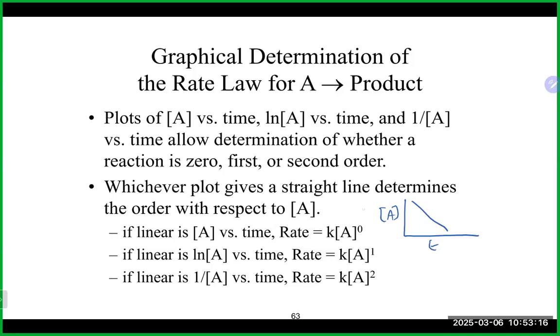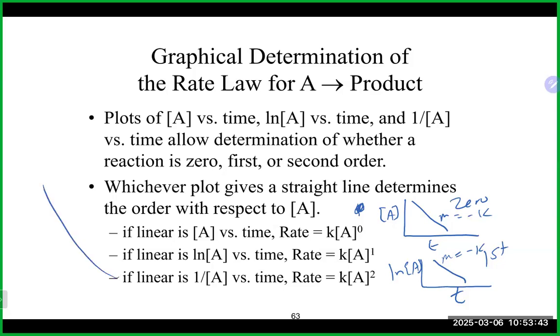I'm sorry, that's actually going to be your zero order. That's actually opposite here. That's going to be zero order there. If you graph your natural log of A, again, versus time, and it also yields you a straight line, that will be your first order. And again, the slope in each of these cases is equal to negative K. So again, that negative is important so you don't get a negative value for K.